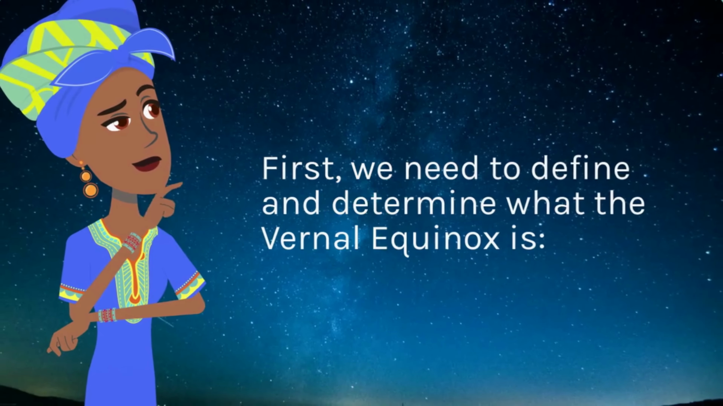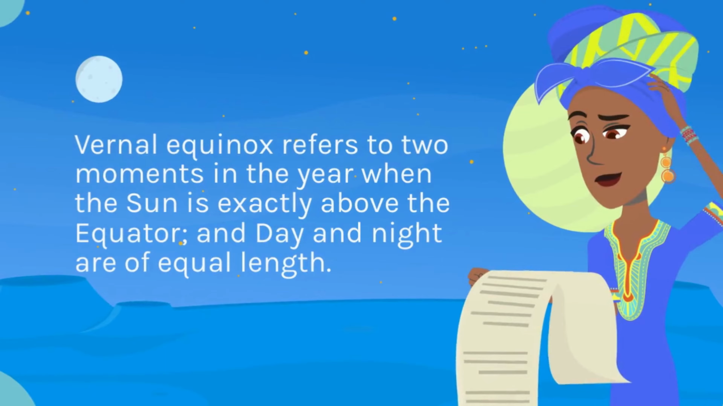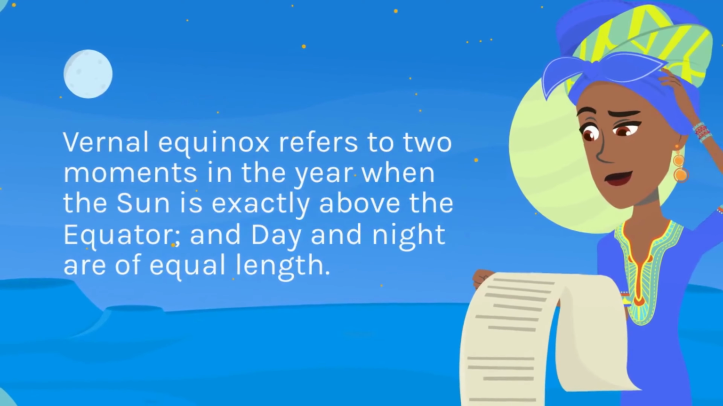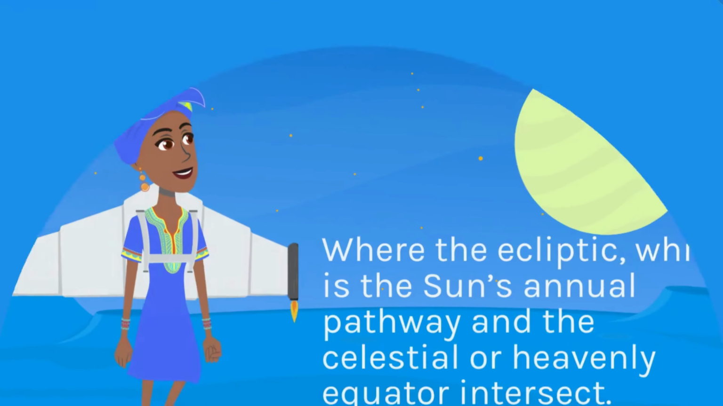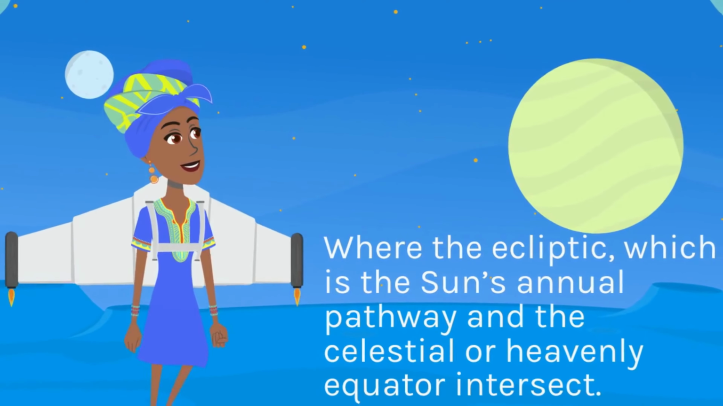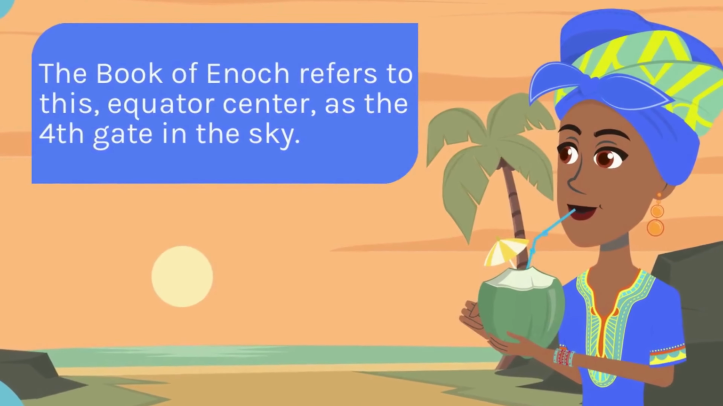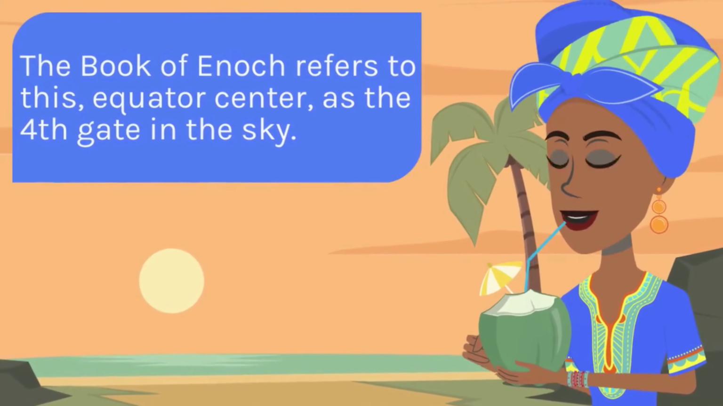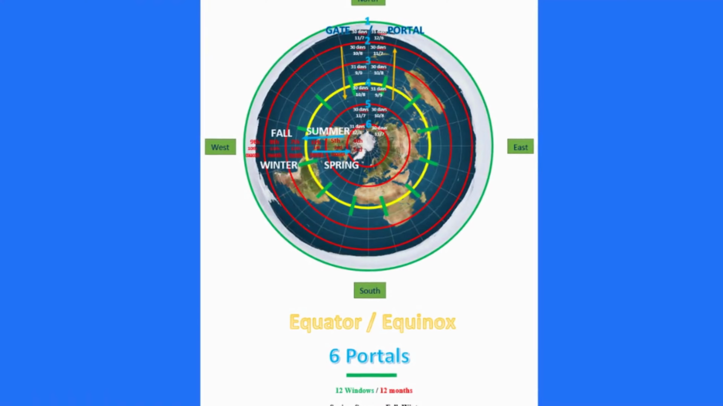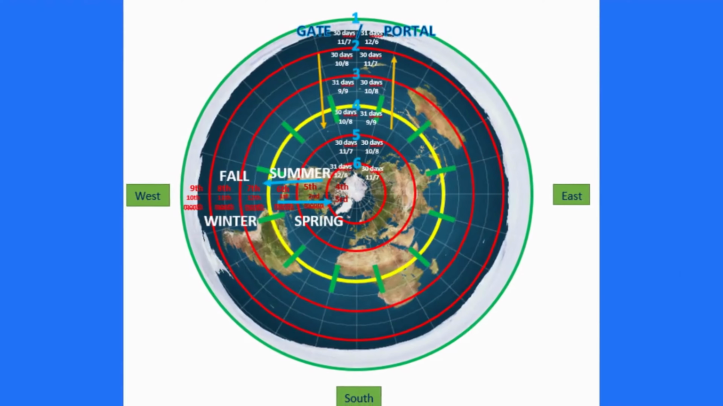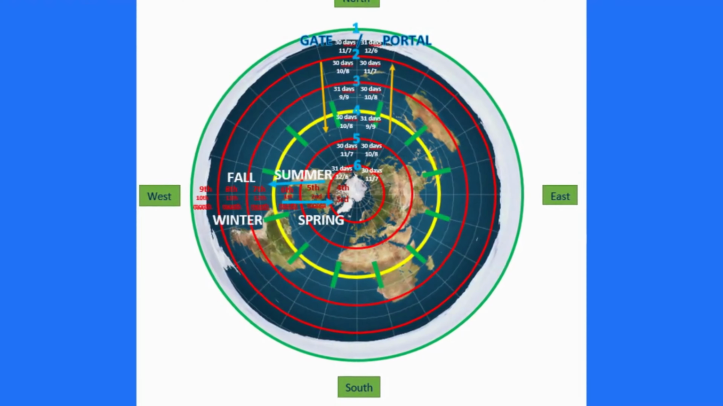First, we need to define and determine what the vernal equinox is. Vernal equinox refers to two moments in the year when the sun is exactly above the equator, and day and night are of equal length, where the ecliptic, which is the sun's annual pathway, and the celestial or heavenly equator intersect. The Book of Enoch refers to this equator center as the fourth gate in the sky. There are 6 gates or celestial paths which the sun follows. The sun circuits each gate twice a year, fulfilling approximately 12 months, but occasionally 13 months, as the months are determined by the moon and not the sun.